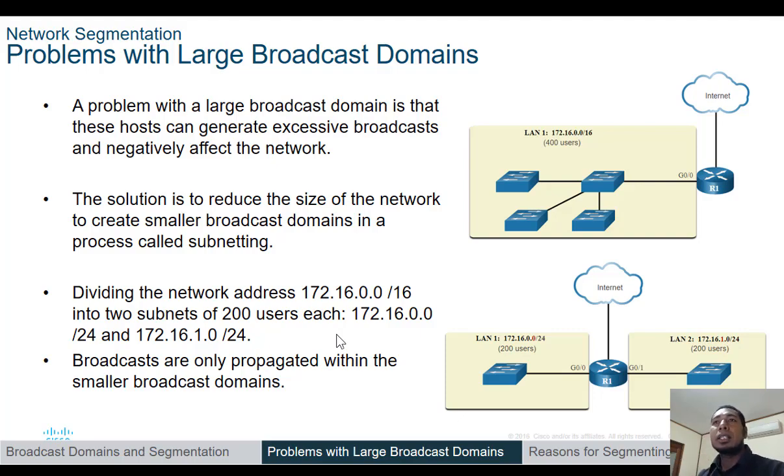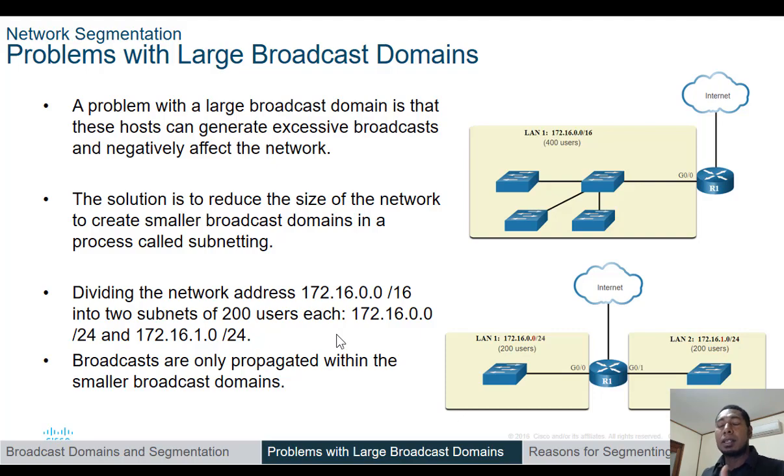And one solution here is to reduce the size of the network to create smaller broadcast domains. And this whole process is known as subnetting. So what we are doing here is we have one interface on a router that creates one broadcast domain. But we can divide that one broadcast domain into smaller broadcast domains by using subnetting. So we are really segmenting the network into smaller groups.